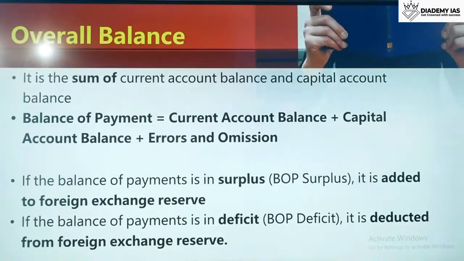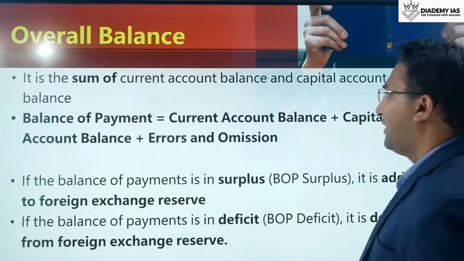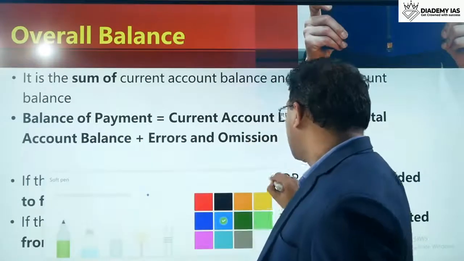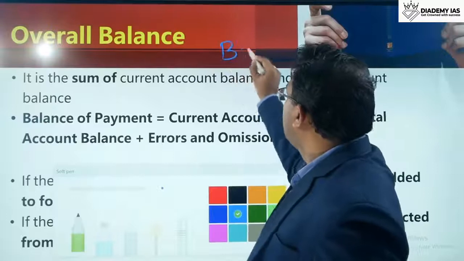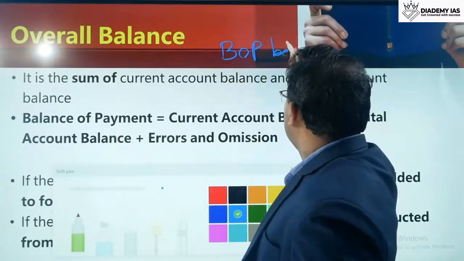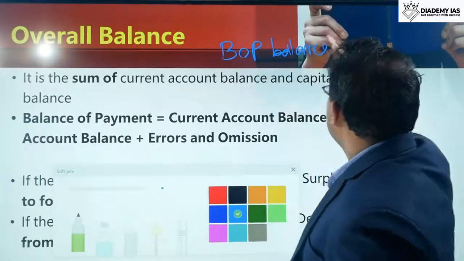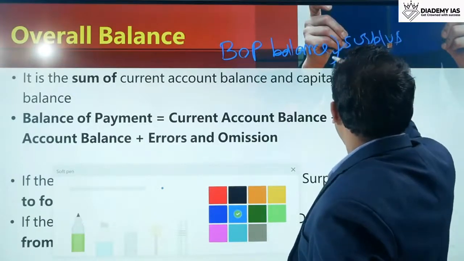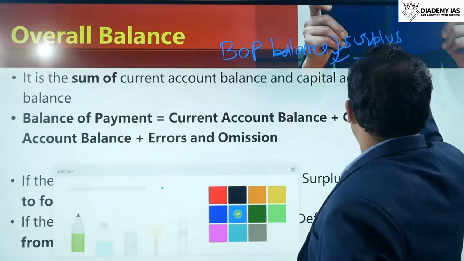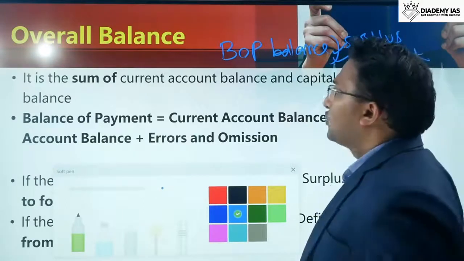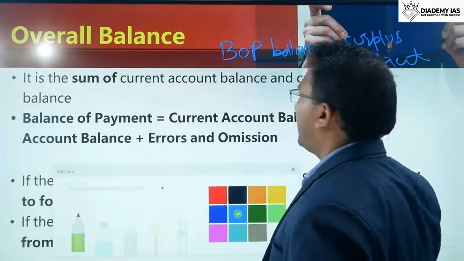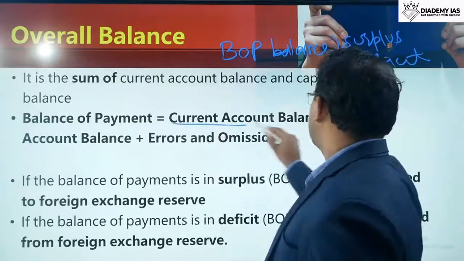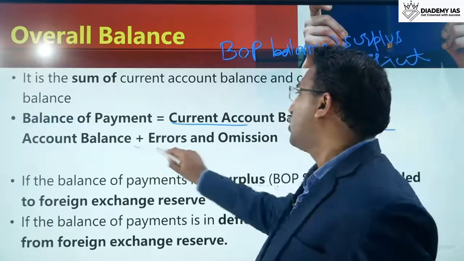Overall balance is a sum of current account balance and the capital account balance, right? So overall balance here means the BOP balance, whether the BOP balance is a surplus or deficit. Balance of payment is equal to current account balance plus capital account balance plus errors and omission.